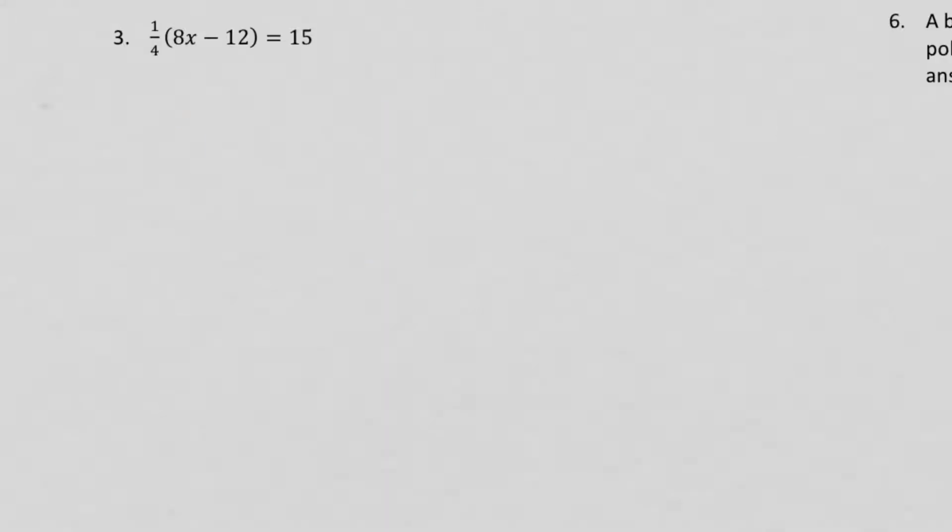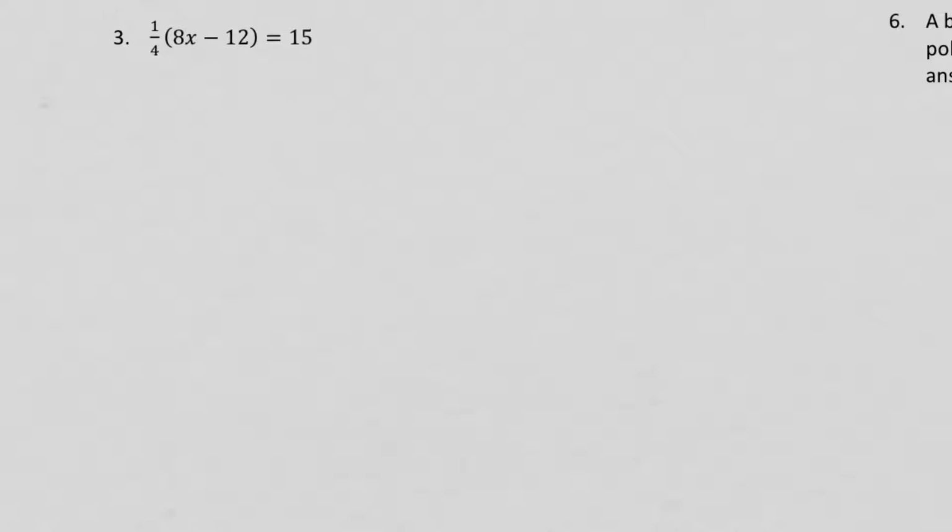Okay, here we go. Number 3, 1/4 times 8x minus 12 equals 15. By the way, I didn't mention this at the beginning, but what you guys should be doing when you are doing this is writing down each problem on your own paper so you can follow along. So go ahead and pause the video every time I start a new one so you guys have time to write it down and then follow me along, or try it on your own first.